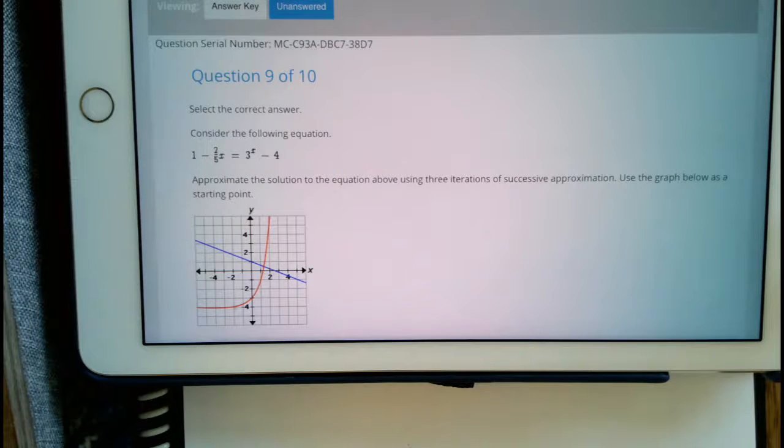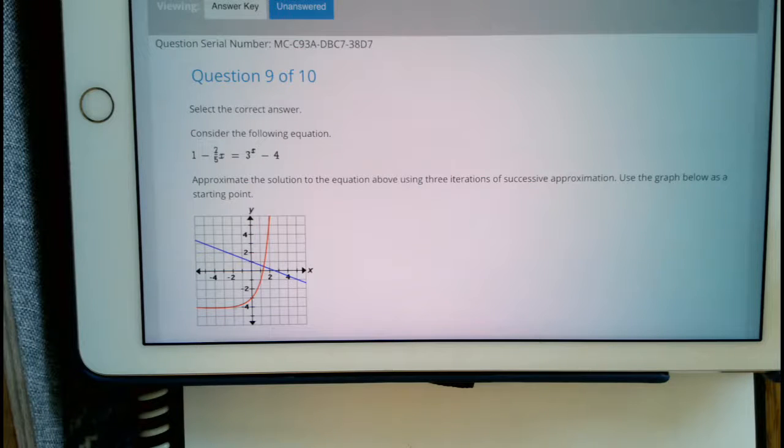Consider the following equation: 1 minus 2/5 x equals 3 to the x minus 4. Approximate the solution to the equation using 3 iterations of successive approximation. Use the graph below as a starting point.